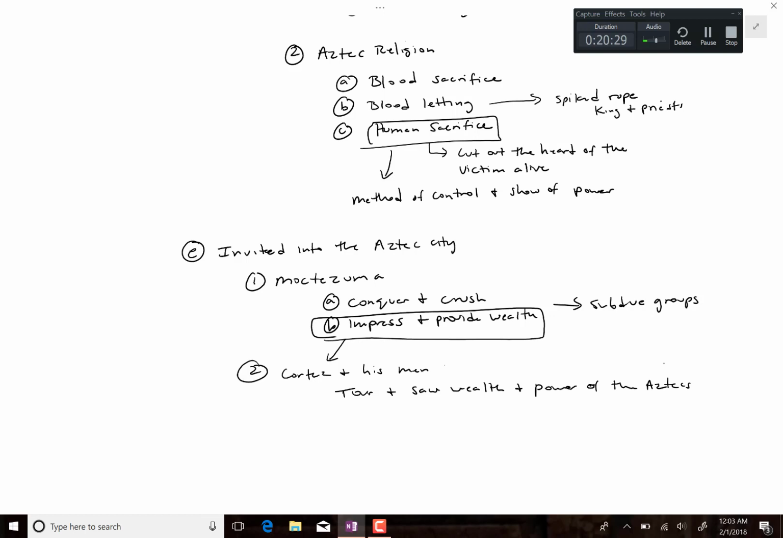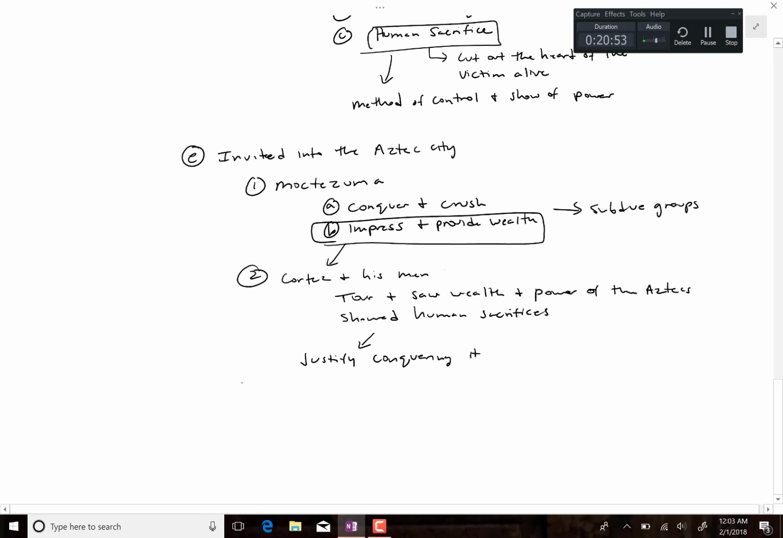And one of the things they showed them, which was again meant to show their force and strength, was human sacrifices. Well, they were planning on taking this place anyways, but they used this to justify conquering it. Now they had an advantage, right? Because they were already inside. So they attacked one evening from inside and tried to take it that way.